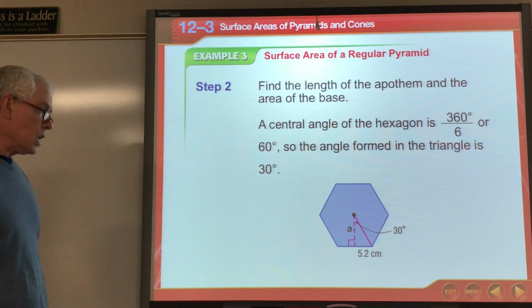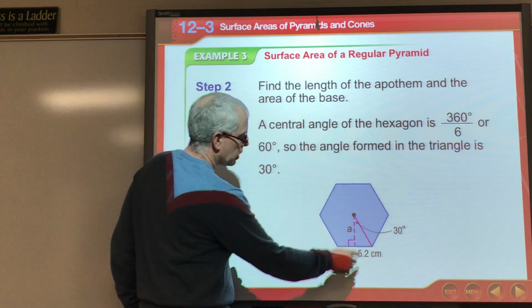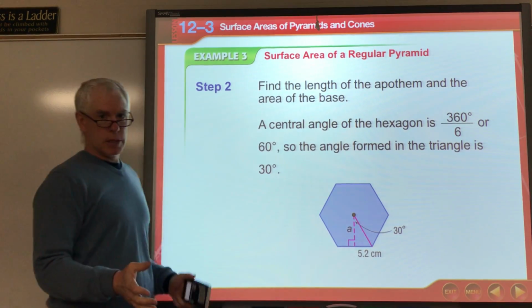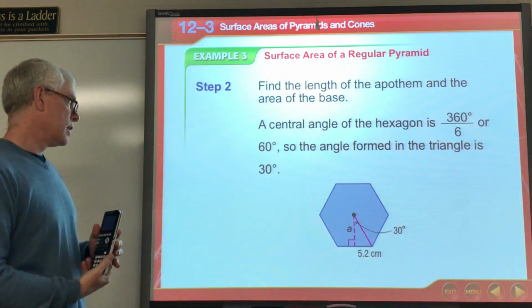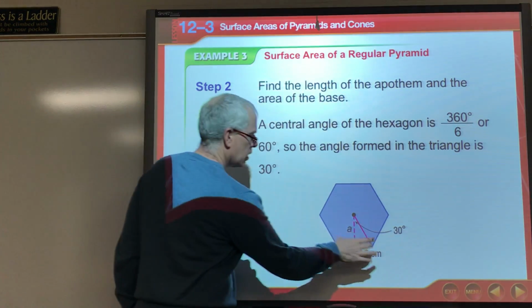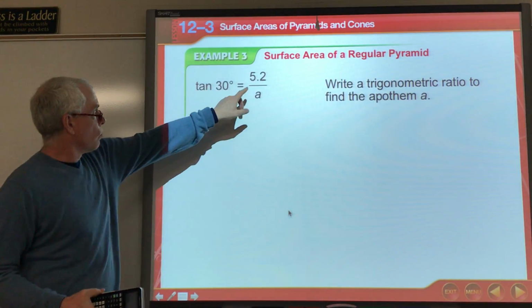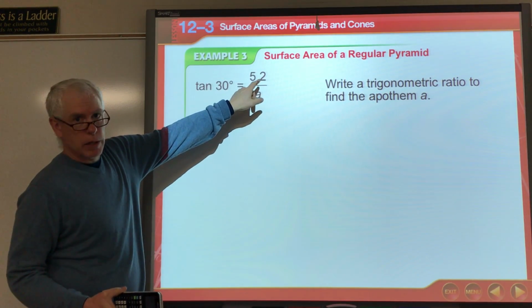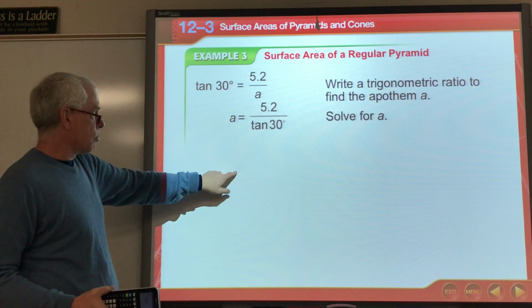So now I've got to say, well, what kind of trig can I use to help me out? Compared to the 30, 5.2 is opposite, the apothem is adjacent, and opposite over adjacent is tangent. So we're going to say the tangent of 30 is 5.2 over A. And when the variable's on the bottom like that, we divide. So we're going to take 5.2 divided by the tangent of 30 and get an approximation for A.